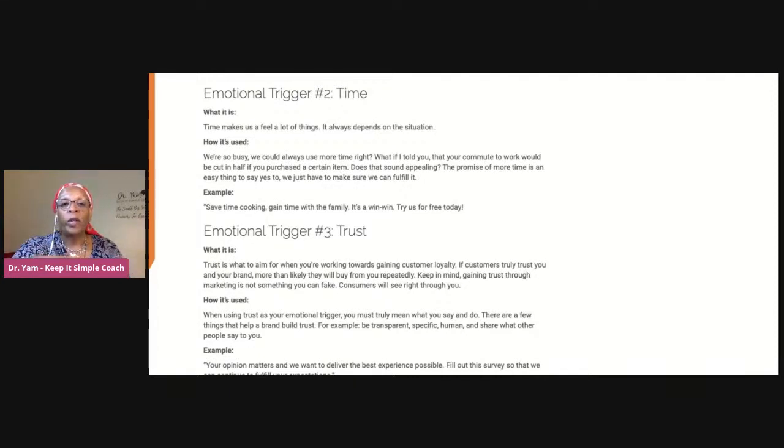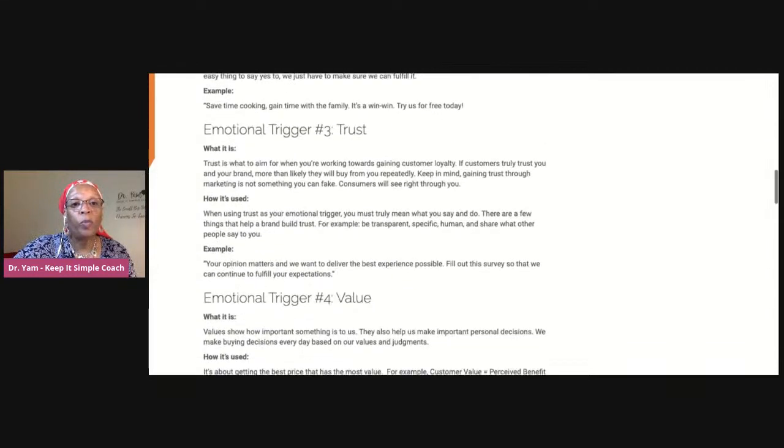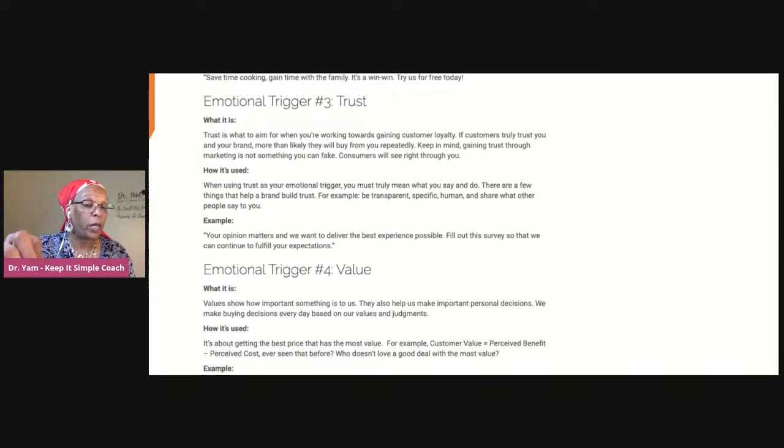So the other trigger is trust. Now, this one in particular has to do more with service-based industries than it does with product. Not to say that products don't, but it weighs more heavily for service-based businesses. In this case, it's like: mean what you say and do what you mean. So again, here's an example.